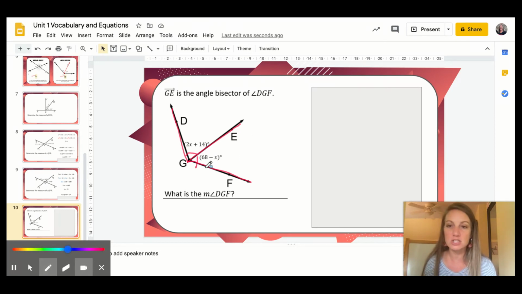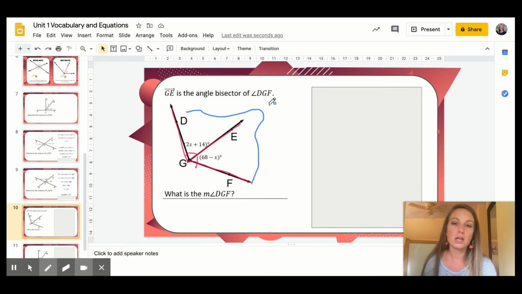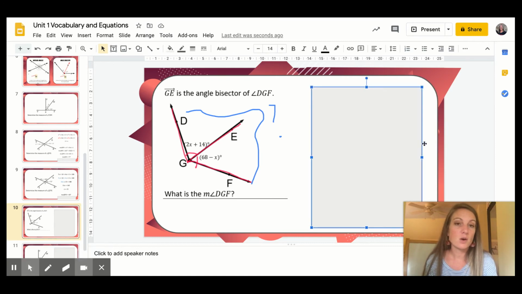DGF is the big angle. So I want to know, what is this angle right here? All right, I want to know, what is that angle? I know that those two are equal to each other, so that could be the start. So I set them equal.